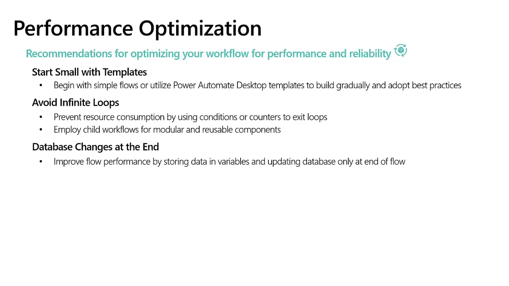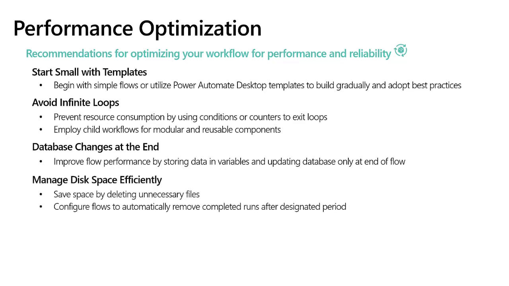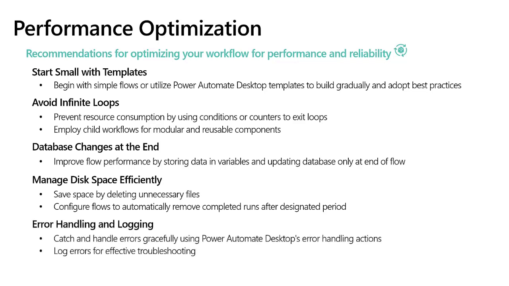When working with data and having database changes, improve your flow performance by storing your data in variables, as mentioned before, and update your database only at the end of the flow. Another recommendation is to save disk space by deleting unnecessary files. Configure your flows to automatically remove completed runs after a certain period of time.